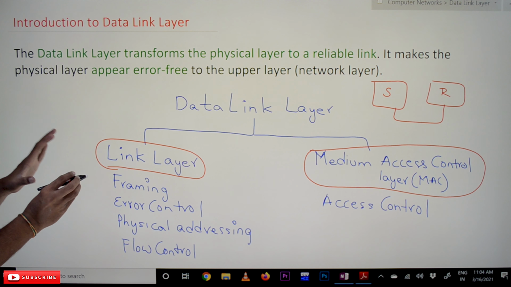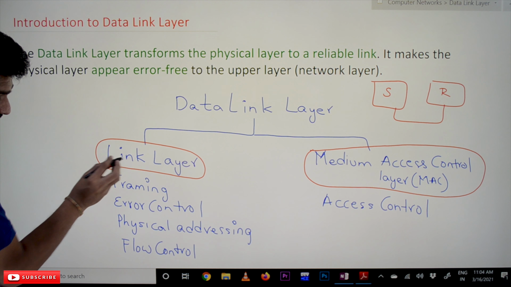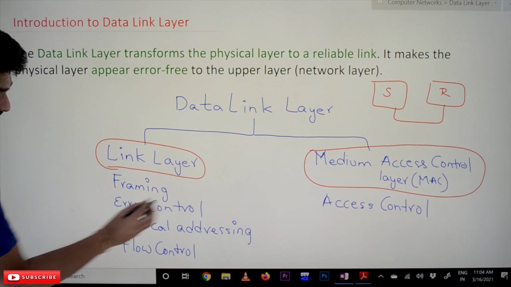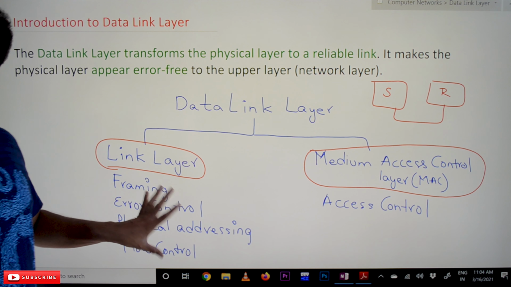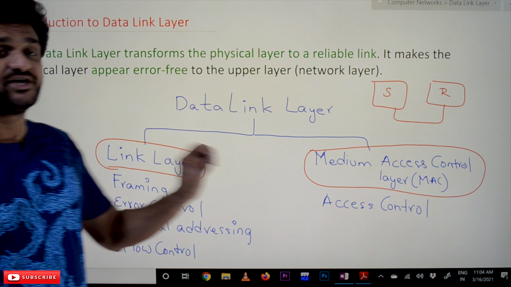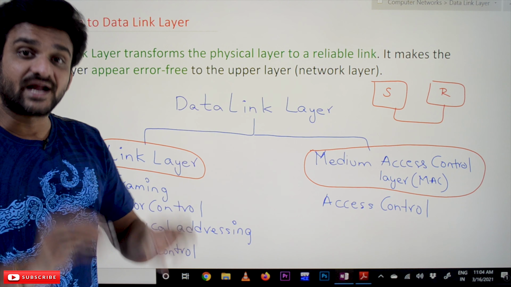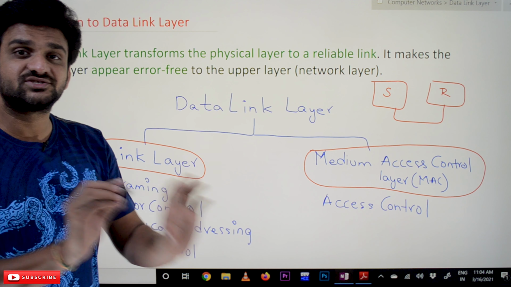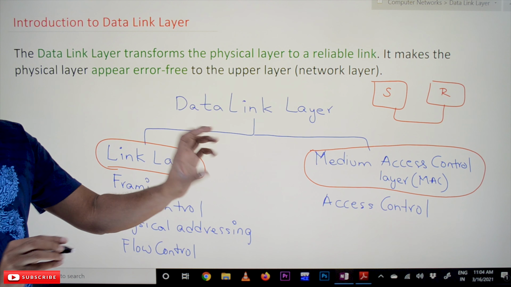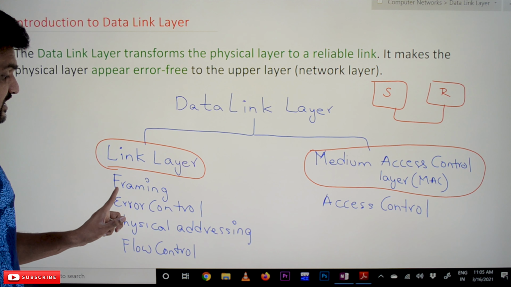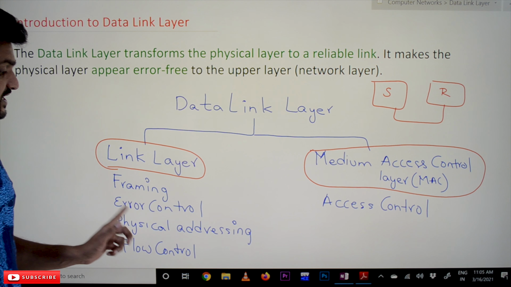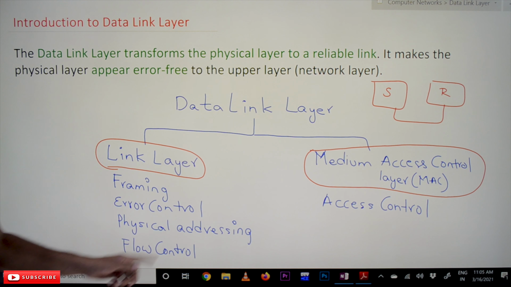The concerns of the link layer are framing, error control, physical addressing, and flow control. We will try to understand about each and every concern in detail in our later videos. Right now in this video, just try to remember the terminology. What are the concerns of the link layer? The concerns of the link layer are framing, error control, physical addressing, and flow control.